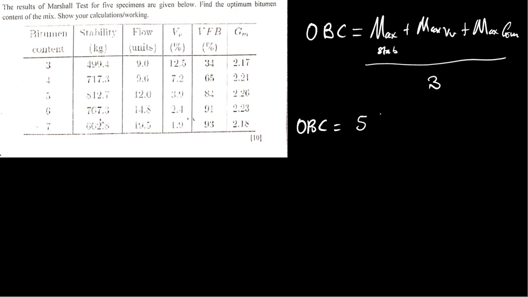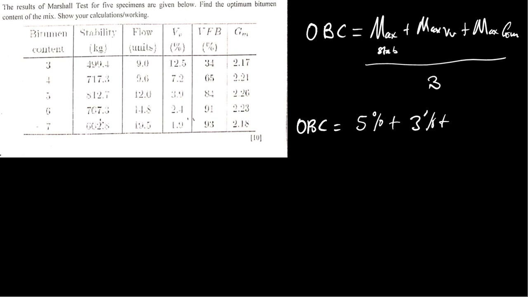So we say 5% plus max VV. If you look at the VV values, we have 12.5, 7.2, and the like. The highest value there is 12.5. The corresponding Bitumen content for the VV value that corresponds to the highest value is basically 3. So we say plus 3%, then plus the max corresponding Bitumen content for GM.